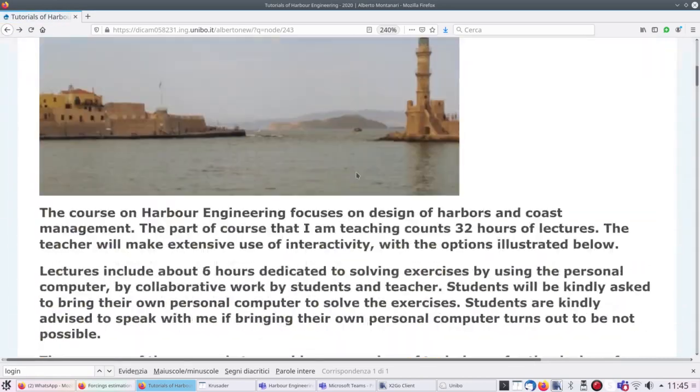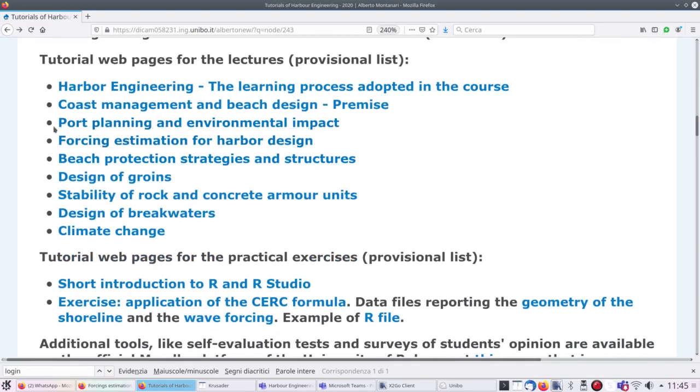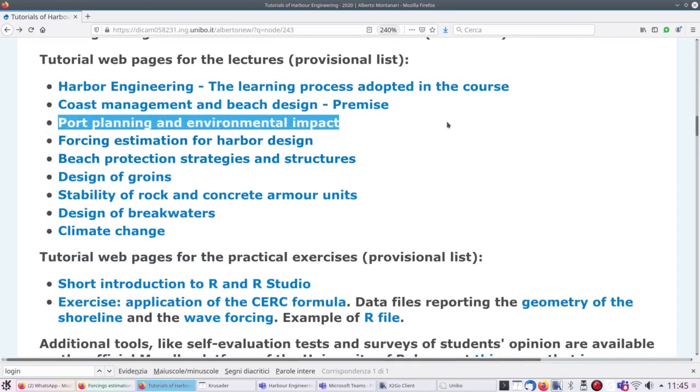The next one, actually, is placed one position before the lecture that we just discussed. I put it before, because I think actually it should have been discussed preliminarily, because what we just did is a lecture on forcing estimation. And I think that it should have been preceded by a discussion of port planning procedures and environmental impact. But I was not ready. I told you at the beginning, I was not ready to discuss port planning and environmental impact, or in other words, I was ready, but the web page was not ready.